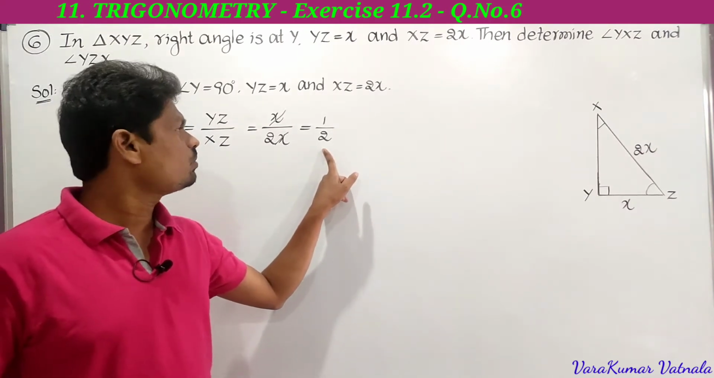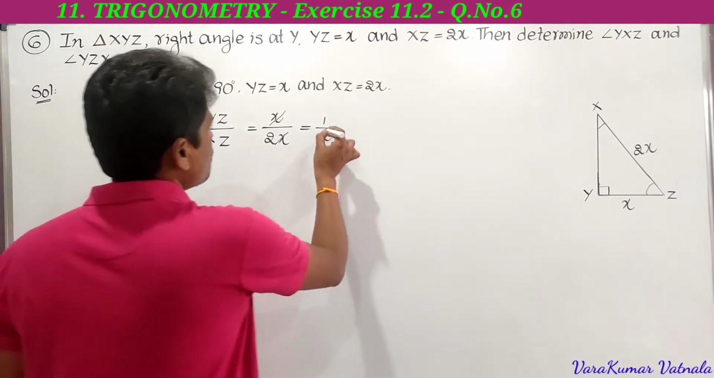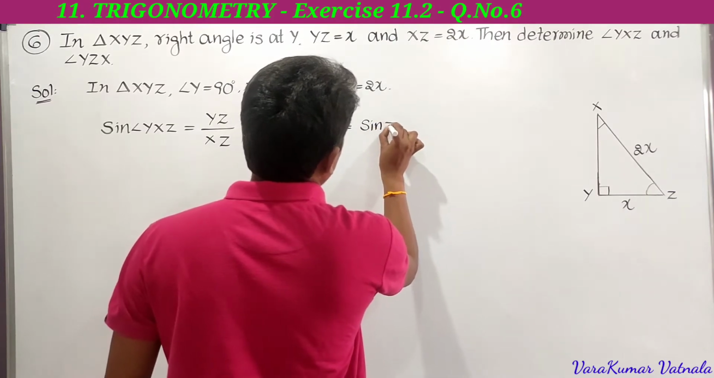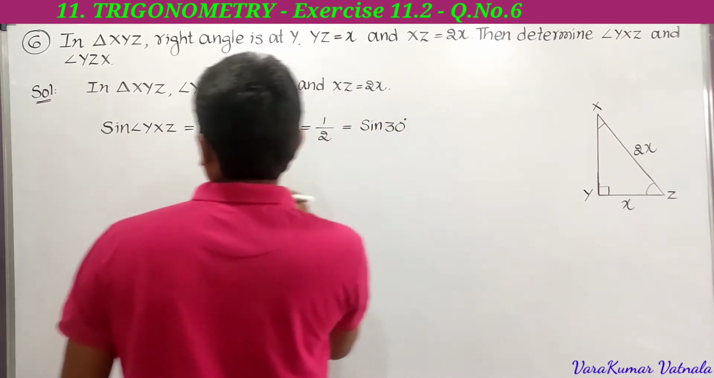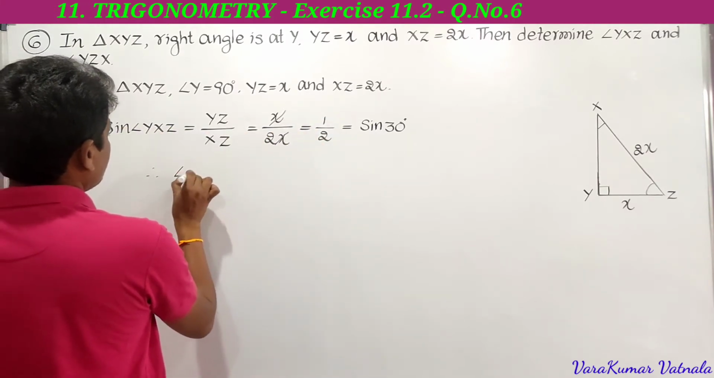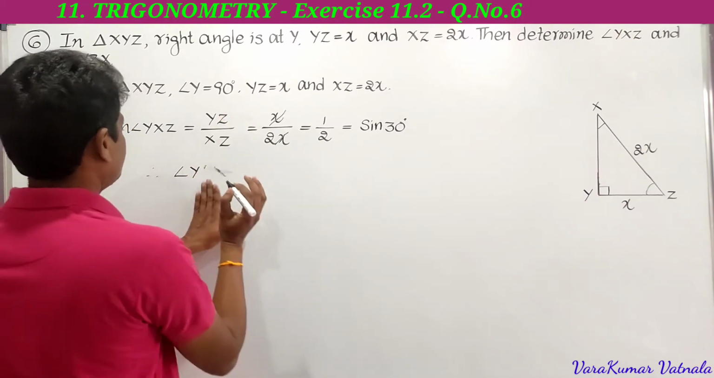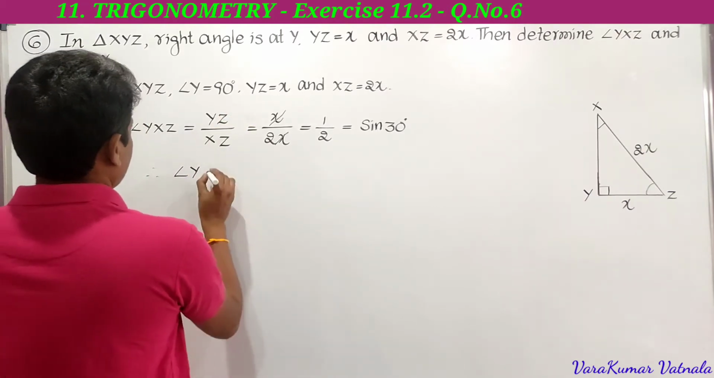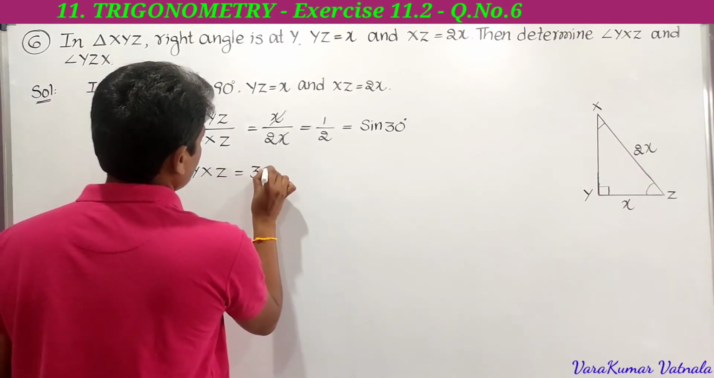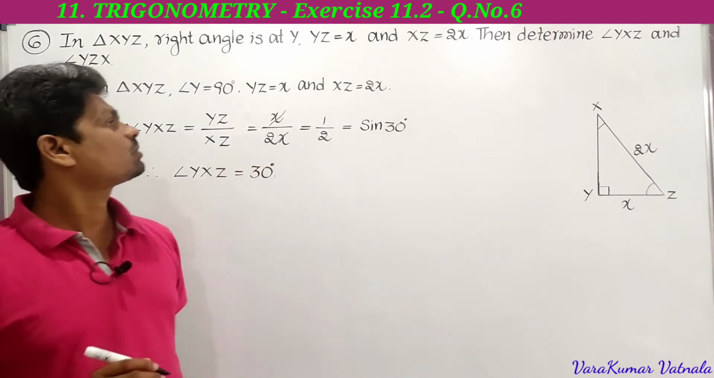At which angle do we get 1 by 2 for sine? Sine 30 is equal to 1 by 2. So instead of 1 by 2 we can write sine of 30 degrees. Therefore, if we remove sine on both sides, we get angle YXZ equal to 30 degrees. So that's the first angle, YXZ equal to 30 degrees.